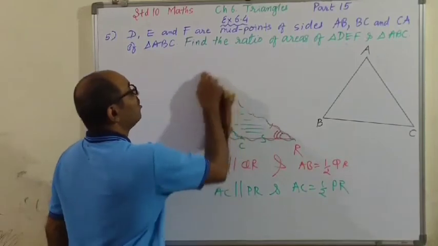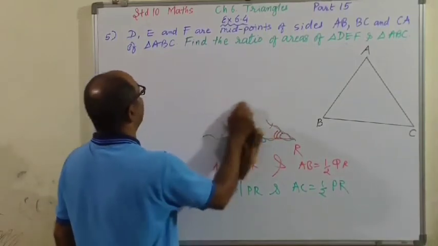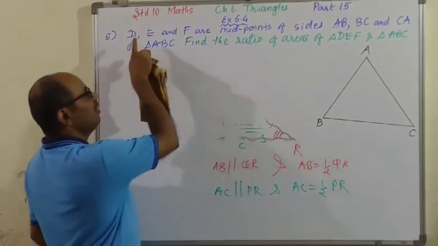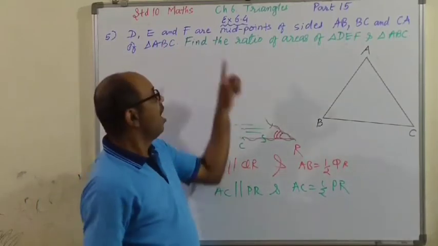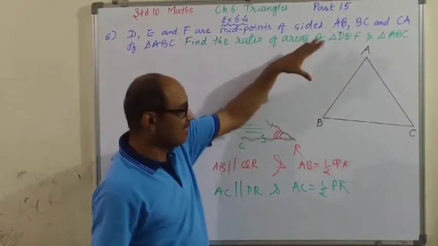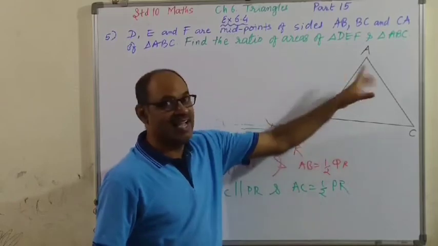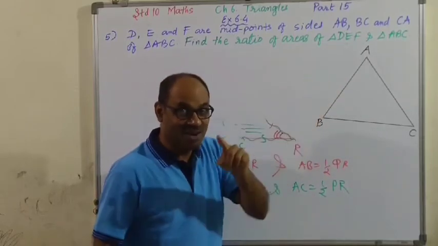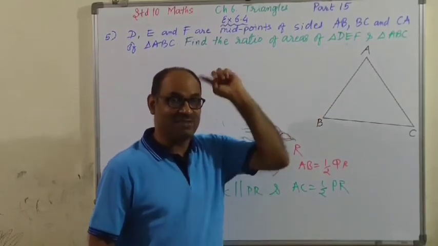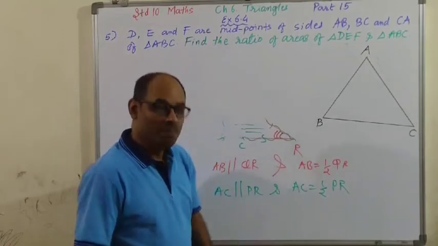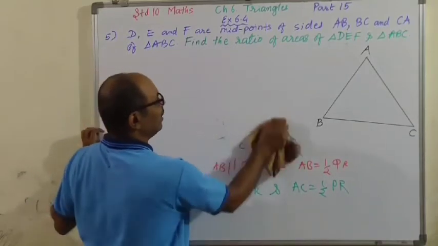So we have gone beyond the midpoint theorem, which we will need. So now let's see what we have to prove in the next one. D, E, F are midpoints of sides AB, BC and CA. See that? We got midpoints of the sides of a triangle. That's why we'll have to recall the midpoint theorem. Correct? Okay.